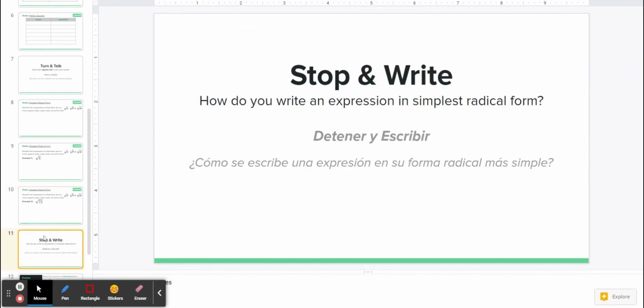To finish out the notes today, there's a summary spot at the bottom. Please put in your own words so that you can process this and walk away with this in a way that you will remember. Stop and write. How do you write an expression in simplest radical form?